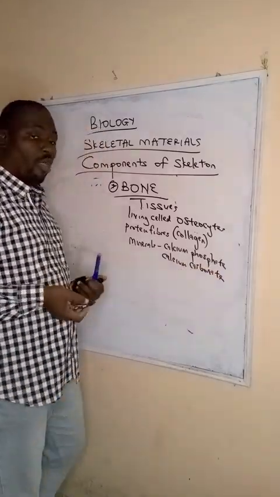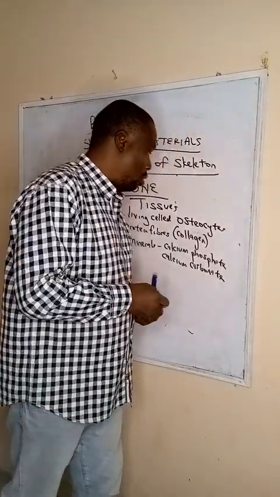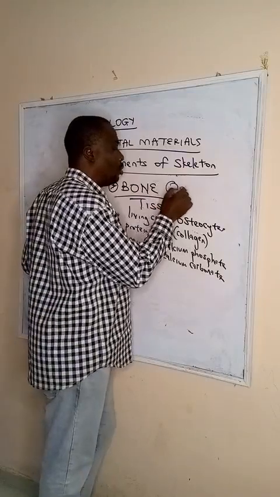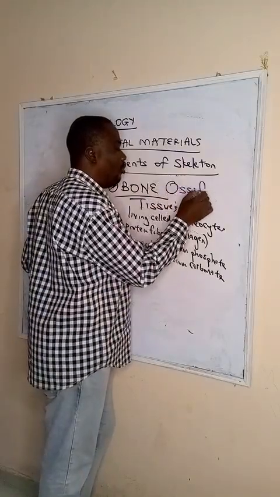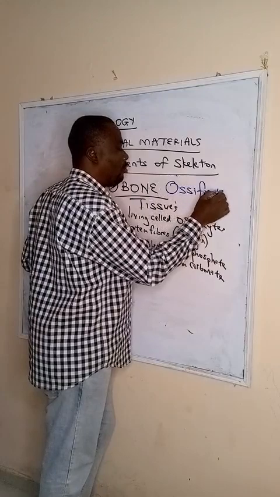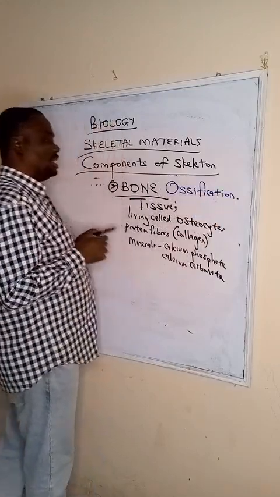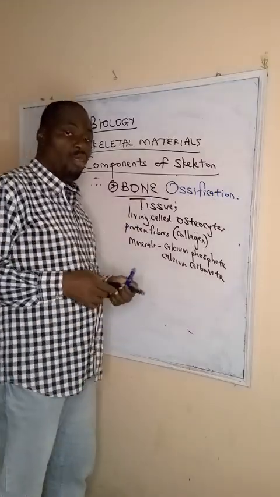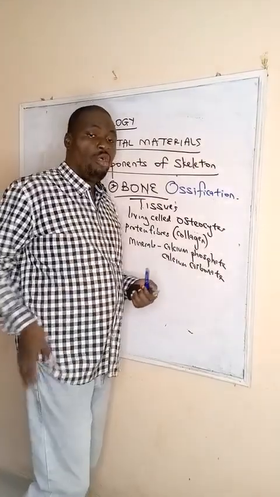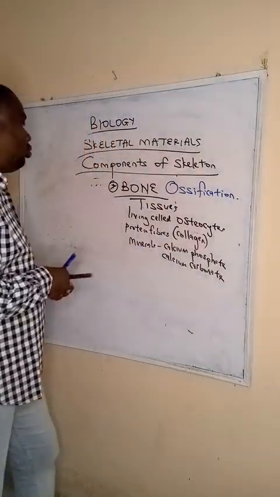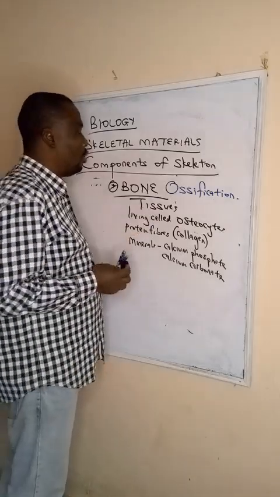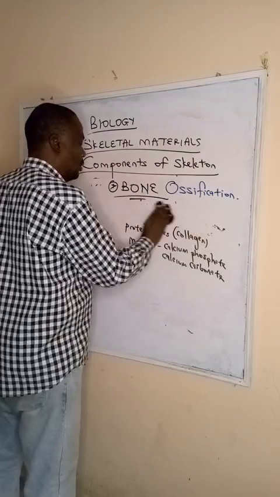Bones have their own blood supply. Yes, they have their own blood supply. And the process of bone formation in the body is called ossification. In advanced levels, we talk about types of ossification like intramembranous ossification and endochondral ossification. But at this stage, we know that the process of bone formation is called ossification.